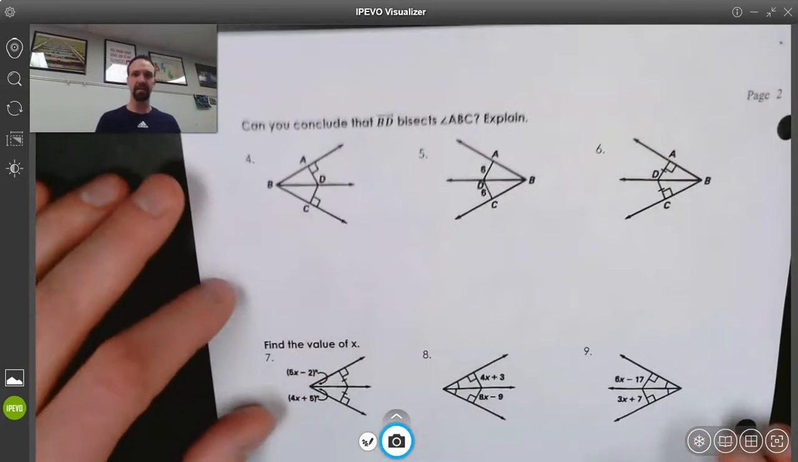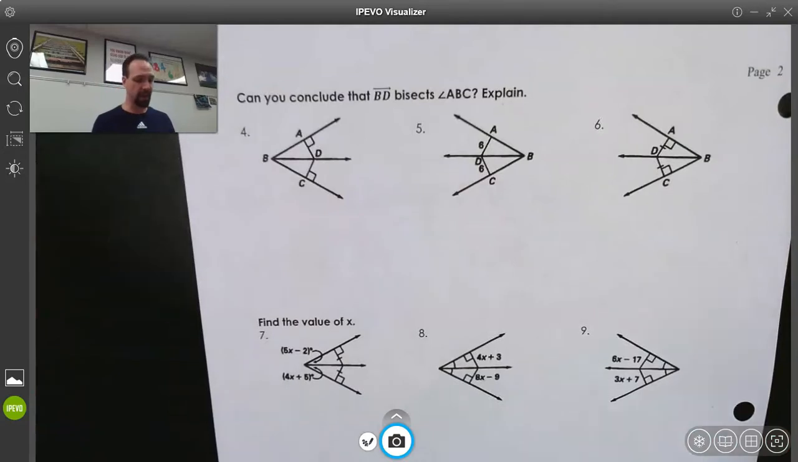And then here it says, can you conclude? So now we're going a different route. We're asking, can we conclude that this ray bisects it? And it says explain. So again, we've got to be pretty thorough if we're going to talk about, you know, if it doesn't, or if it does, or if it doesn't.